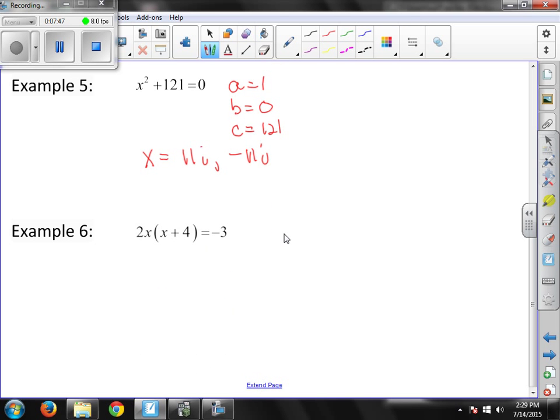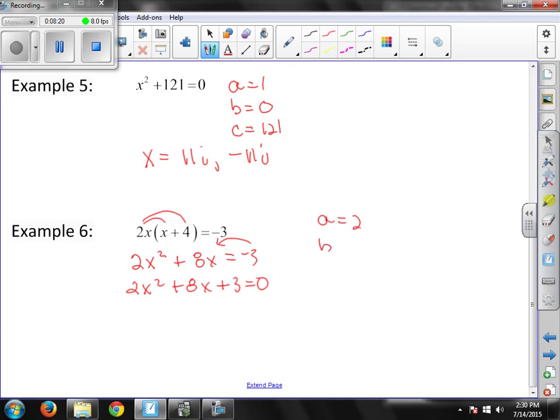Okay, and one more problem. This is certainly not in standard form. What we need to do first is write it in standard form. So I'm going to distribute the 2x to get 2x squared plus 8x equals negative 3. But it's still not in standard form because I don't have 0 on one side. So I'm going to send this one over here and make it a plus. 2x squared plus 8x plus 3 equals 0.